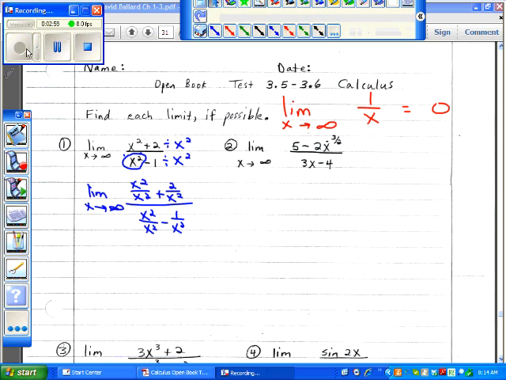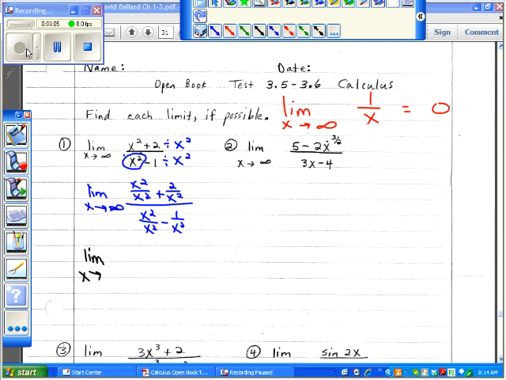Sorry about that automatic update there. Okay, so what's going to happen here then is we will have the limit as x approaches infinity of 1 plus 2 over x squared, over 1 minus 1 over x squared. So, as x approaches infinity, this is going to be a 1. The second term, as x squared approaches infinity, we're taking some number like 2 and dividing it by x squared. So that's going to approach 0.